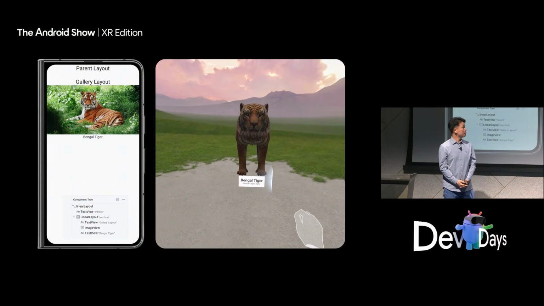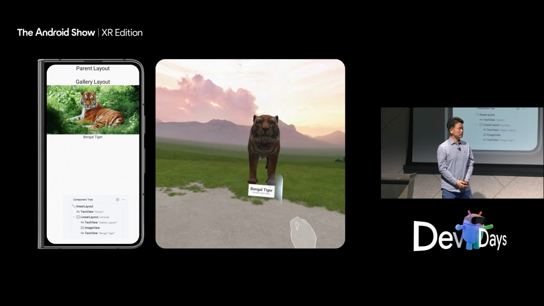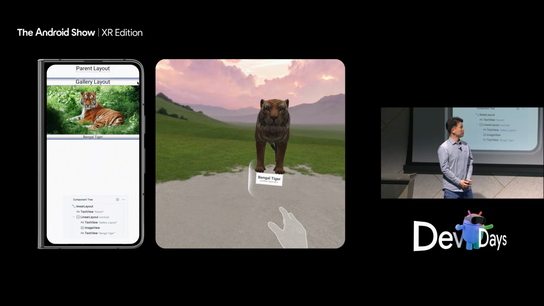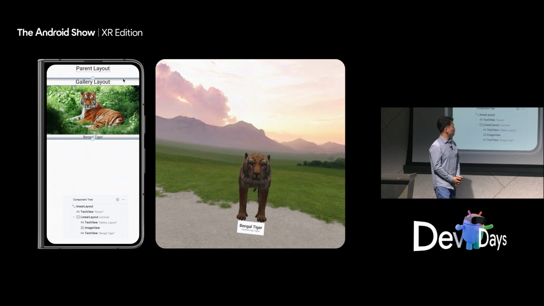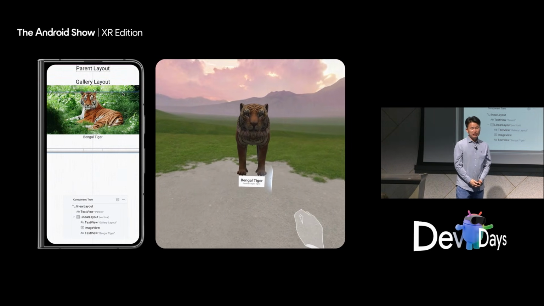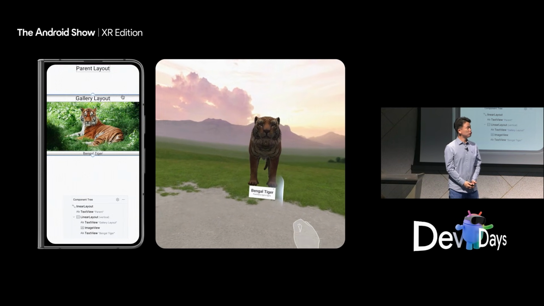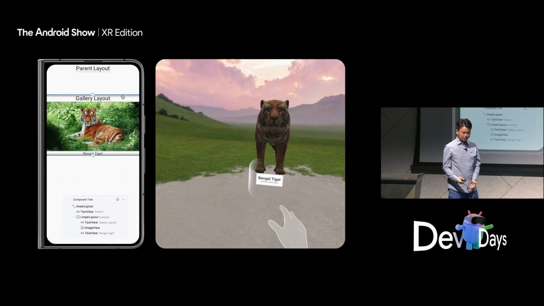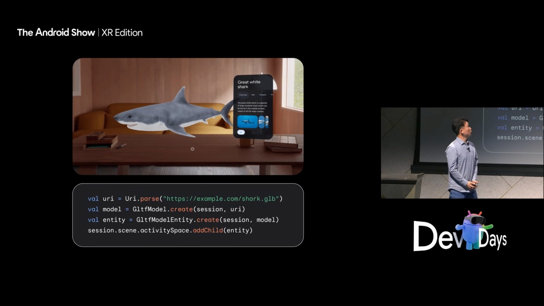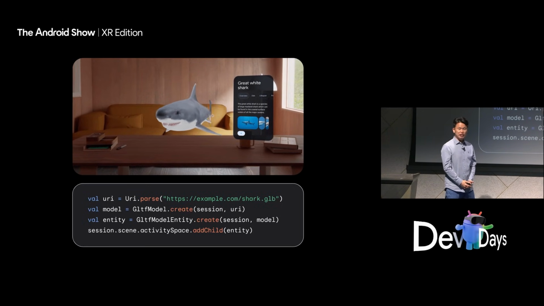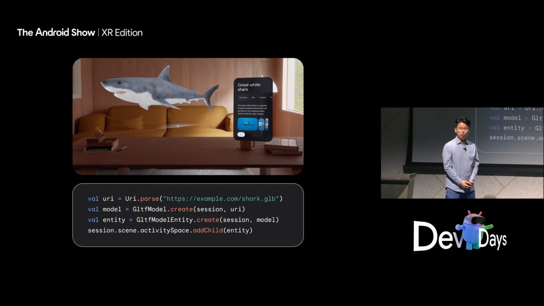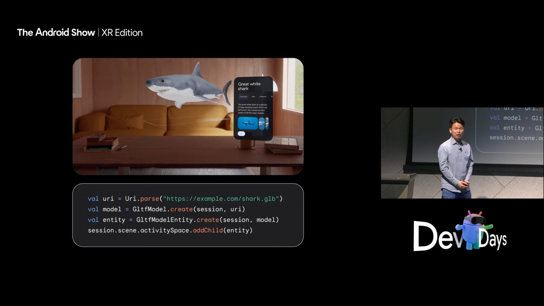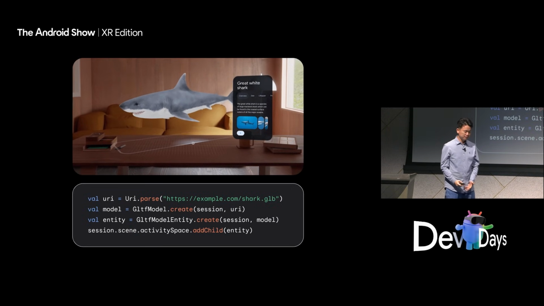Just to recap, the Jetpack SceneCore library helps you create a 3D scene graph that contains entities like panels and GLTF models. It's like a layout hierarchy, but in 3D. It has familiar concepts like parent-child relationships. You can load GLTF models and display them in XR using a GLTF model entity. You can now load GLTF models from a remote URI, then create a GLTF model entity and add it to the scene.